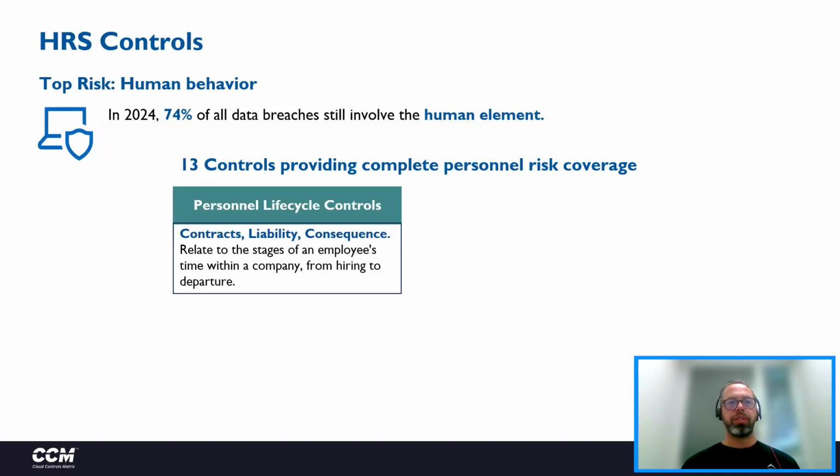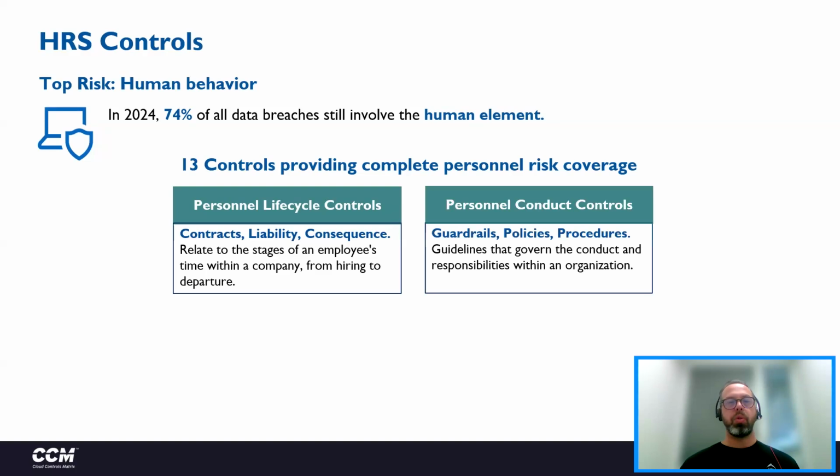This starts with contracts, liability clauses, and consequences of misconduct. These relate to all stages of an employee from hiring to departure. I call these the personnel lifecycle controls. But then along with that, we also need guardrails. So we have policies and procedures and guidelines to address the conduct and responsibilities of personnel within an organization.